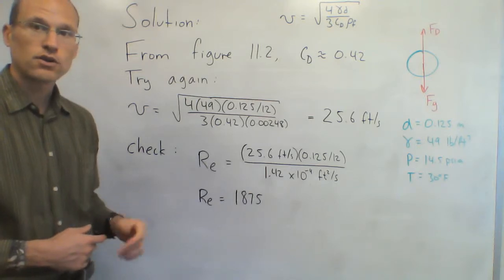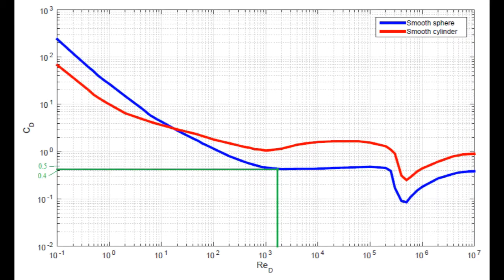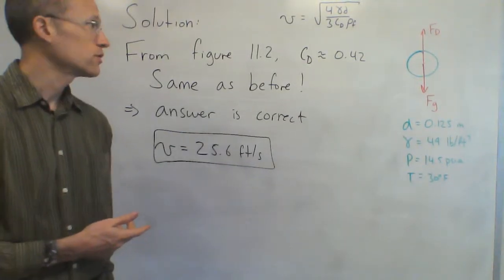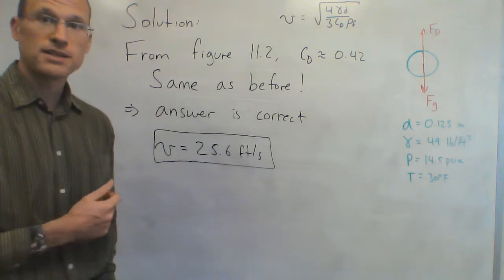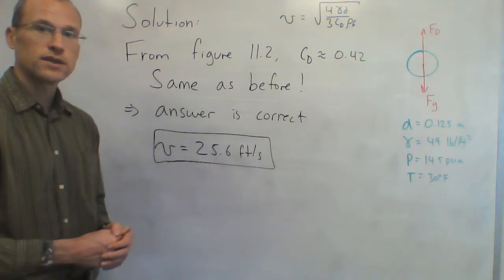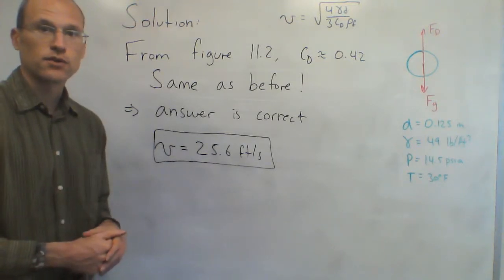Now go back to the figure to see what the CD value is. So again, here's figure 11.2. Green line, Reynolds number of 1,875, so a little bit closer to that 2,000 mark. So green line shifted a bit to the right, but not that much. Goes up, hits the blue line, back over, and pretty much the same number, 0.42 for the CD value. End up with the same answer. CD is still 0.42. That means that is the right answer. So because it's the right answer, the velocity we had before, 25.6 feet per second, is the correct value for the terminal velocity in this case.